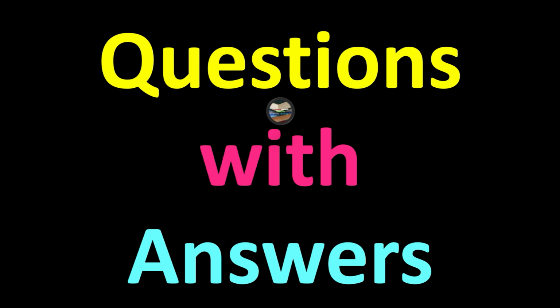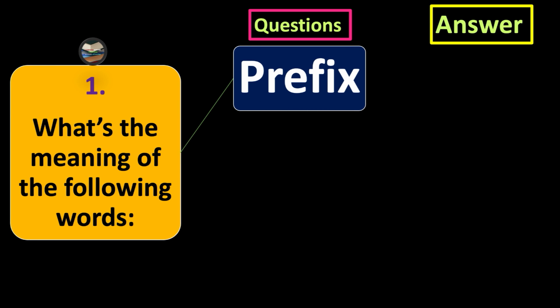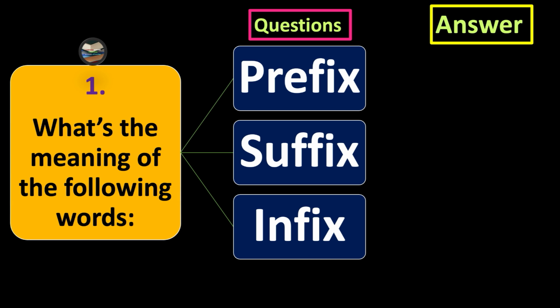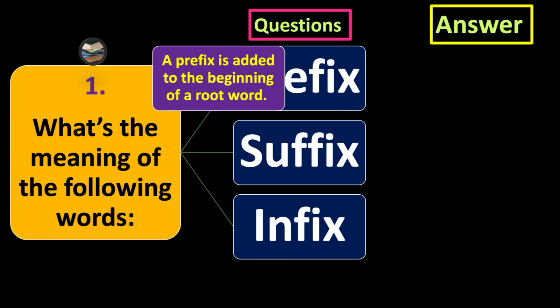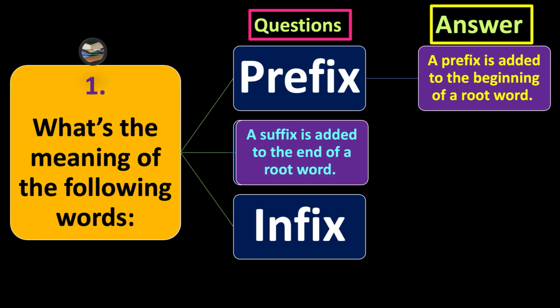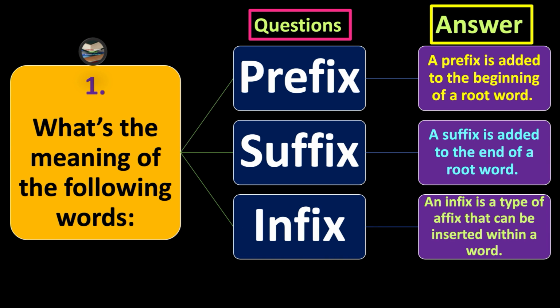Now it's time to talk about questions with answers. Let's talk about the first question. What's the meaning of the following words? Number 1, prefix. 2, suffix. And 3, infix. And what is the answer for prefix? A prefix is added to the beginning of a root word. Likewise, a suffix is added to the end of a root word. Likewise, we have infix. And infix is a type of affix that can be inserted within a word.